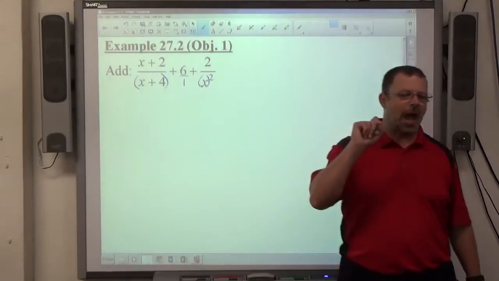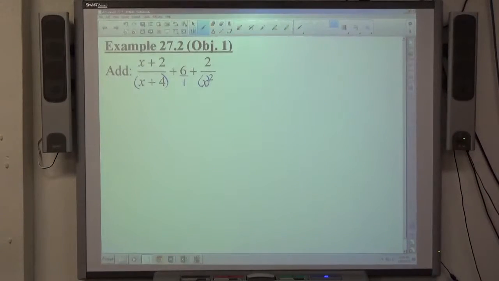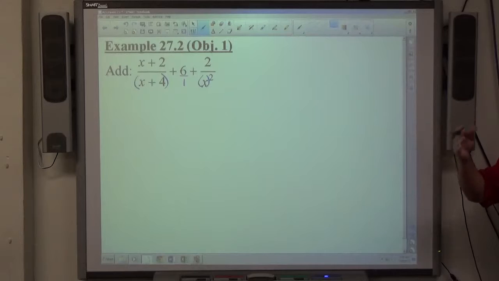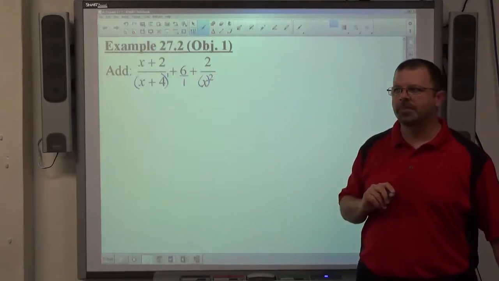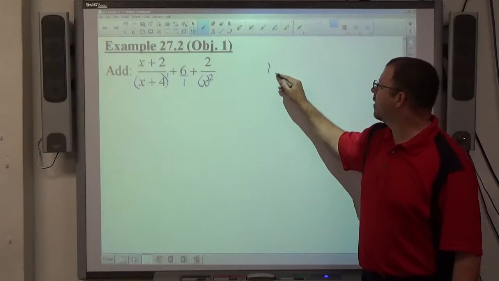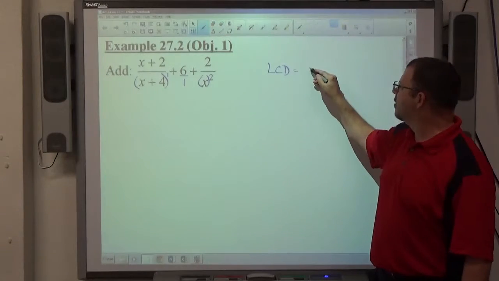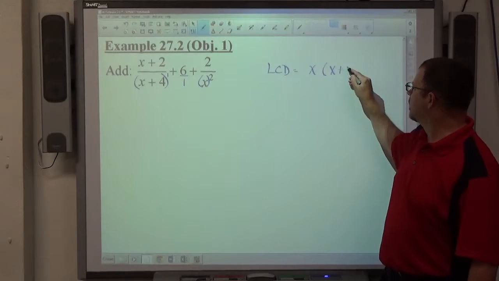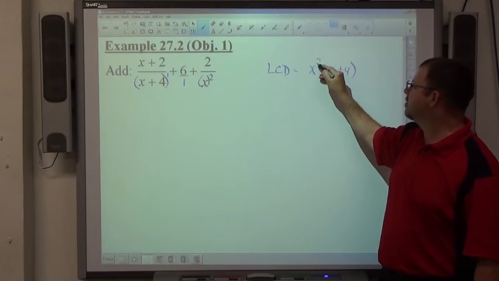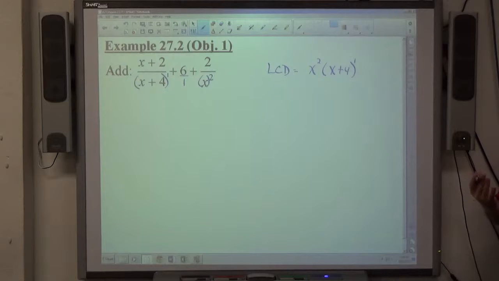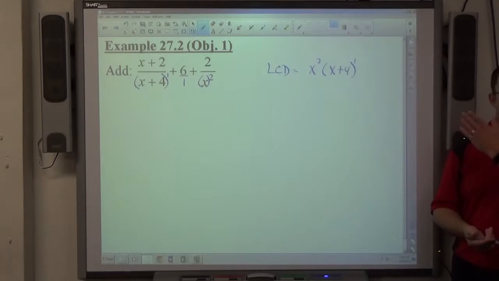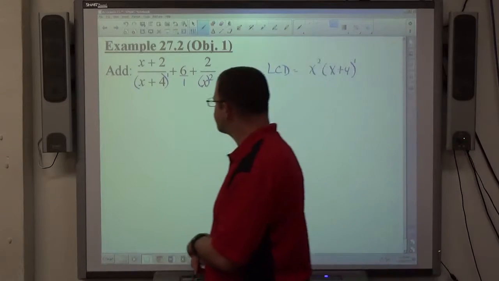When you start having powers, put the powers outside. So x is the factor that's being raised to the second power. x plus 4 is the factor that's being raised to the first power. Officially, there's a first power there. All right. So when I do my least common denominator here, LCD, my factors are x and x plus 4. The highest power of x is 2. The highest power of x plus 4 is 1. Again, that 1 is an understood one, so you don't have to write it there. I'm just writing it there for effect, really.